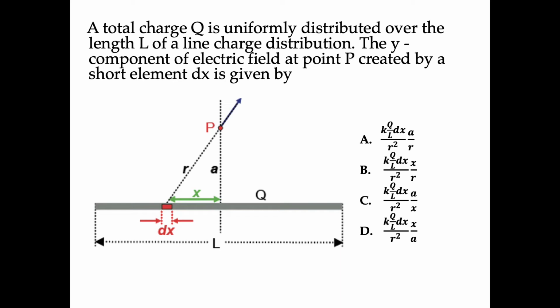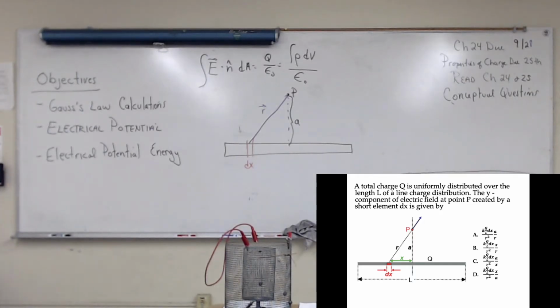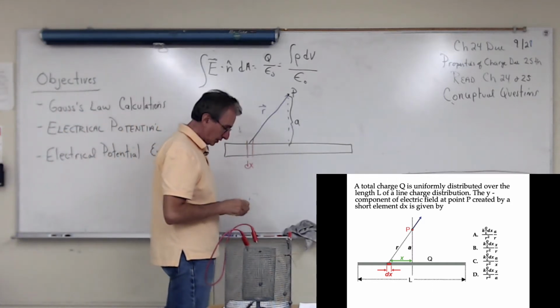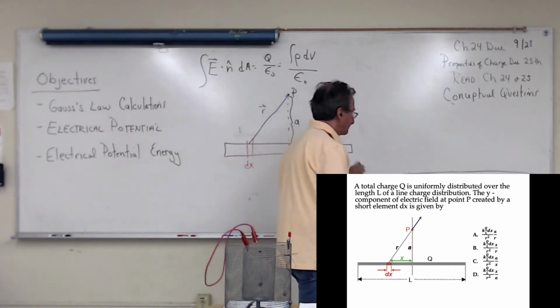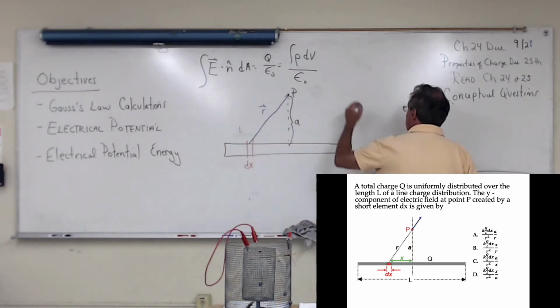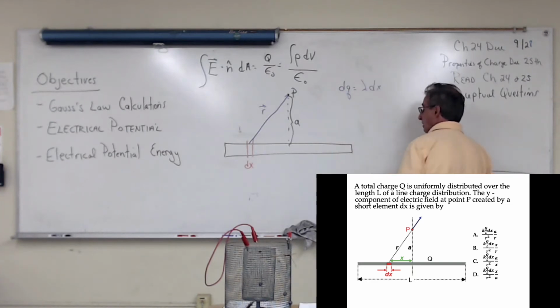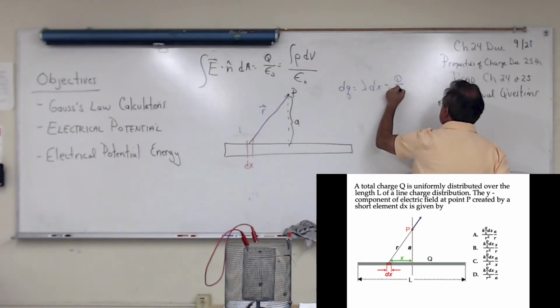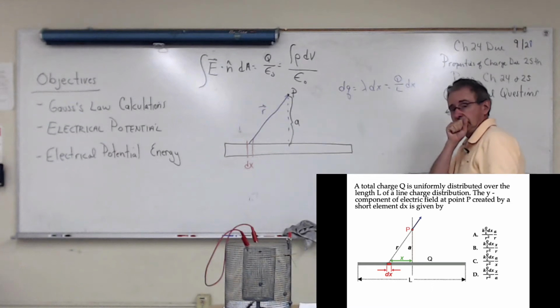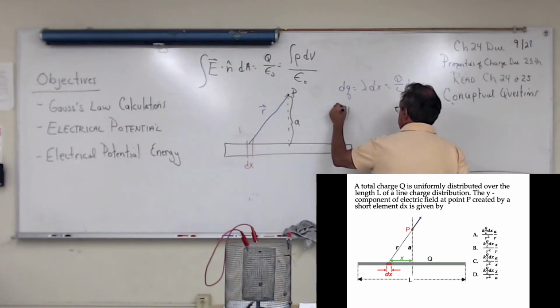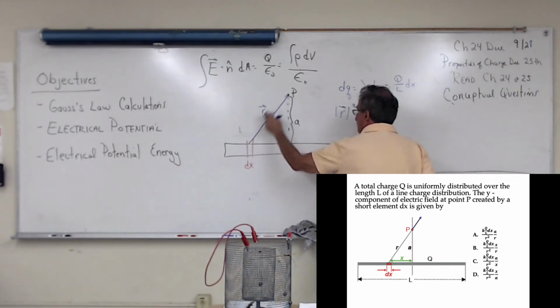Okay, so I want to find dE as a result of this. This rod is uniformly charged. So my dq is lambda dx. And since this is uniformly charged, this is Q over L. My R squared is just this distance squared.